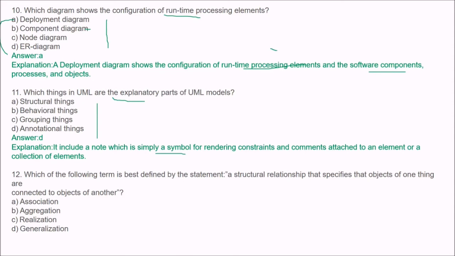Which of the following term is best defined by the statement? A structural relationship that specify that objects of one thing are connected to objects of another. The answer is association, because by association we mean a structural relationship that specify that objects of one thing are connected to objects of another.